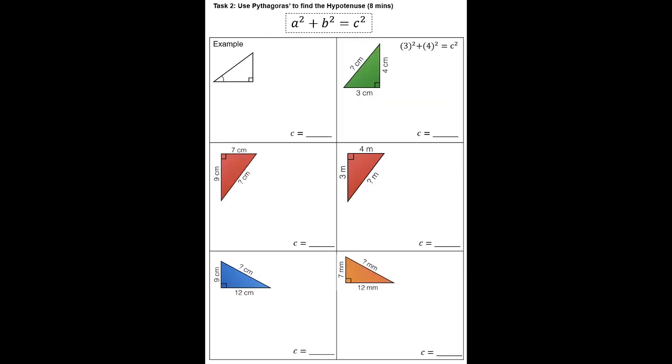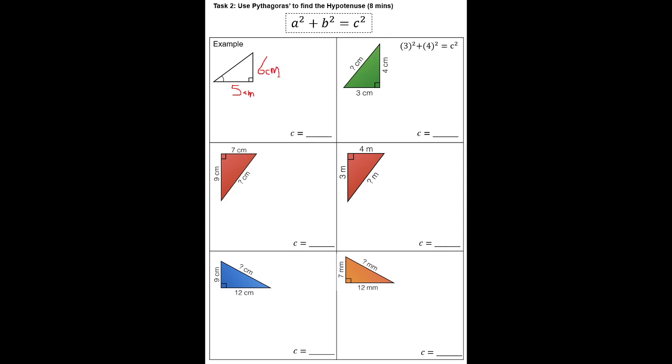Now, task 2, I want you to find the hypotenuse. So we're going to use Pythagoras in this format. So a squared plus b squared equals c squared. So here's my example. We did do an example similar to this on the other page, so let's just pick different numbers. So let's say 5 cm, that's a terrible c, and 6 cm.